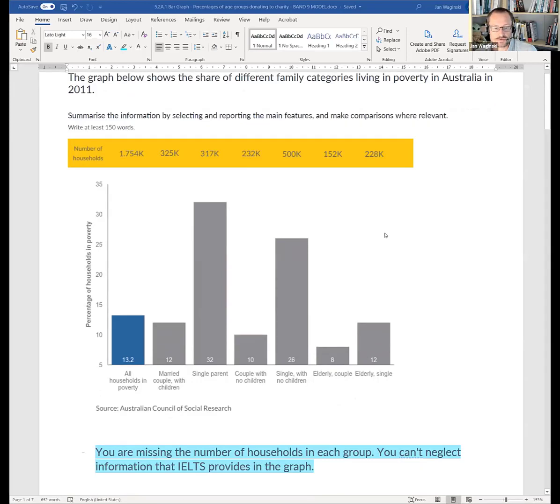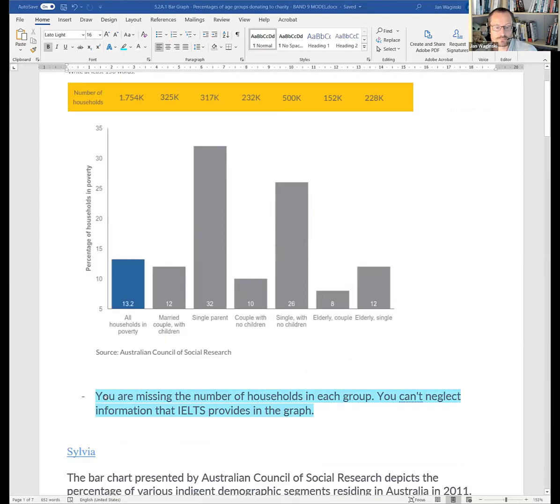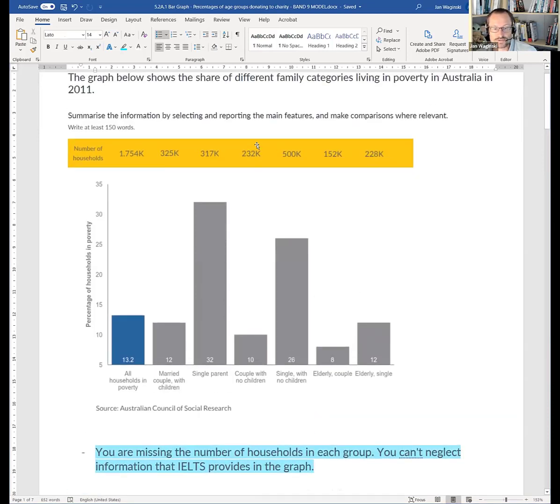So this was true of quite a few people that I left this comment that you're missing the number of households in each group. So if IELTS gives you information for one of these graphs, you can't neglect information that IELTS provides. So if you don't include this information, you might get a band 5 on task achievement, if you only give the percentages, for example. Okay, so it's really important to include everything that IELTS gives you. If you don't, you get killed on task achievement.